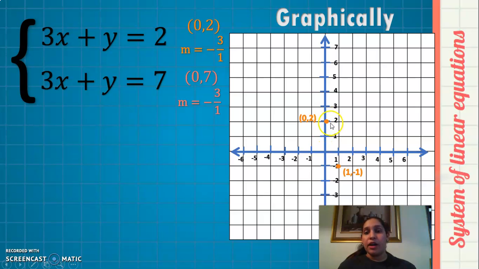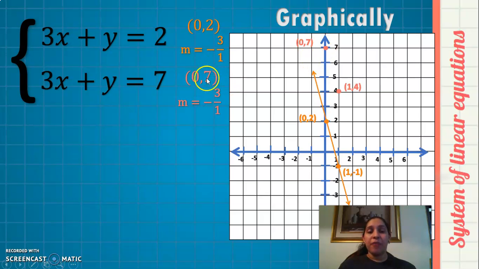And now that I have my y-intercept, I move by my slope. My slope tells me that it's negative 3 over 1. So I move 3 spaces down because it's negative in y. 1, 2, 3. And I move 1 to the side. Now that I found my change in the slope, I connect my points and this will be my line.